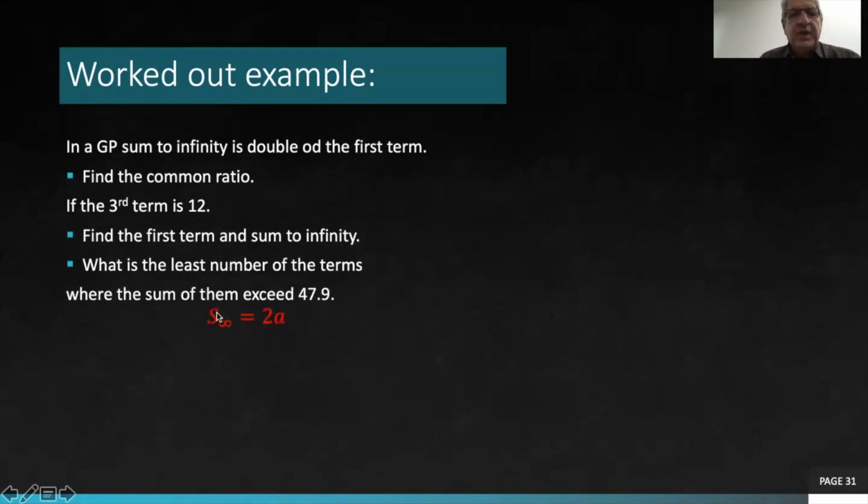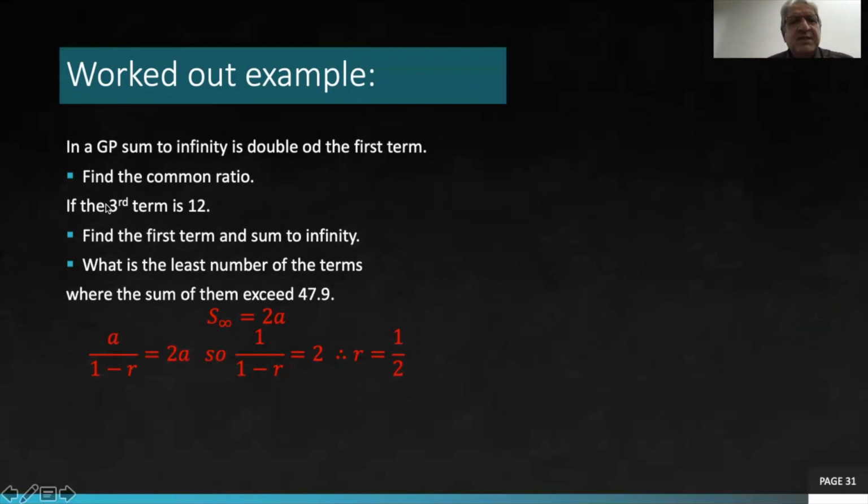Now, we know that the sum to infinity is equal to 2 times a. This is the formula. It says that here the sum to infinity is double the first term. Therefore, a divided by 1 minus r is equal to 2a. You can cancel off a from both sides. Therefore, 1 divided by 1 minus r is equal to 2. Therefore, r is equal to 1 over 2. Therefore, we have got the common ratio.